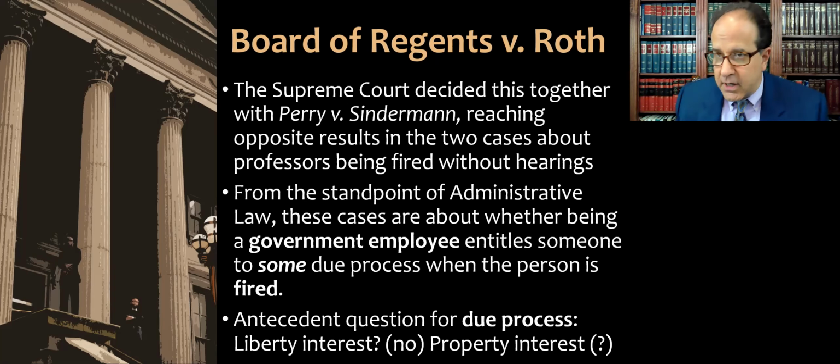Not just did we give enough due process or procedural protection, but is this one of the situations where the government is supposed to provide procedural protections? And that antecedent step is to ask if there's a liberty interest or a property interest at stake. And when it comes to government employment, they say no, in this case, for liberty interest and maybe for property interest, but not for Mr. Roth.